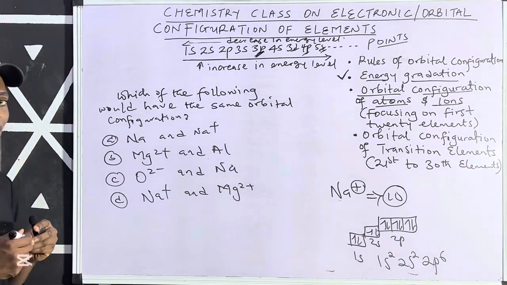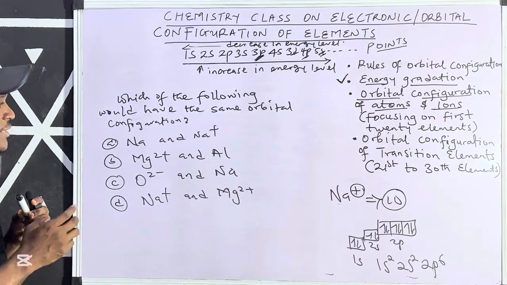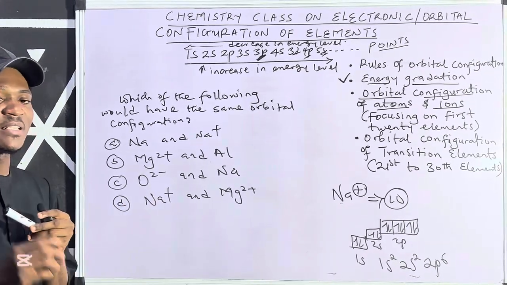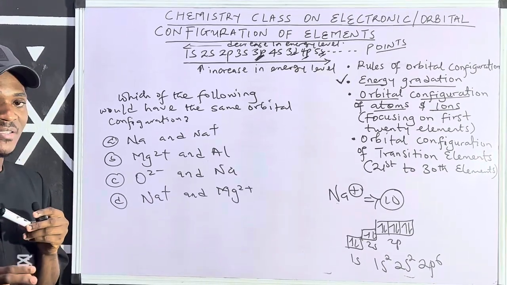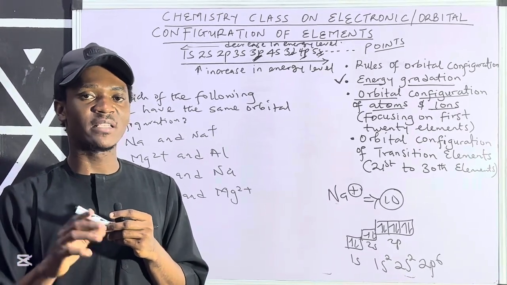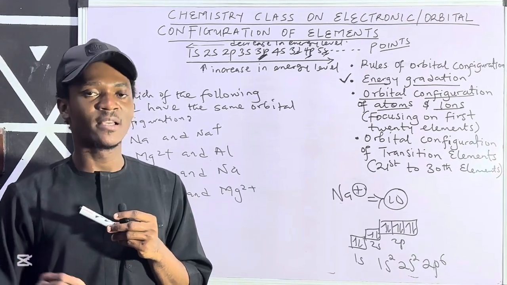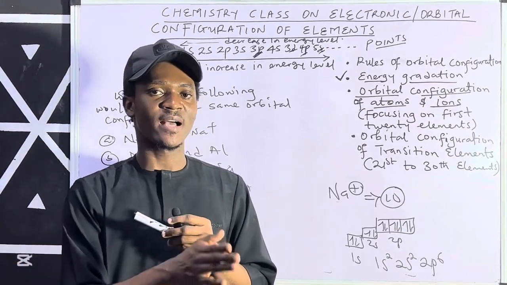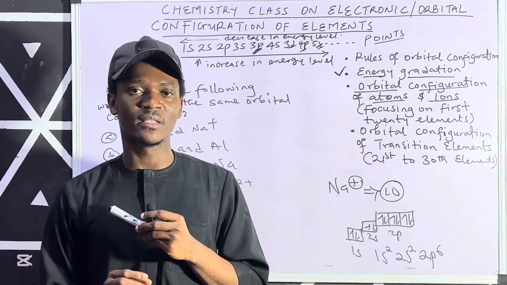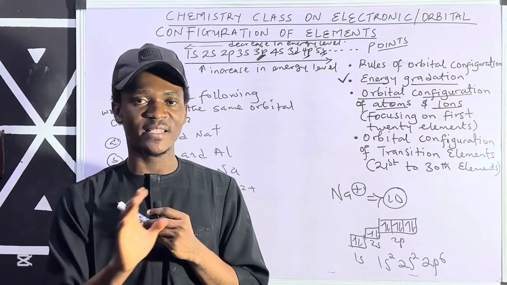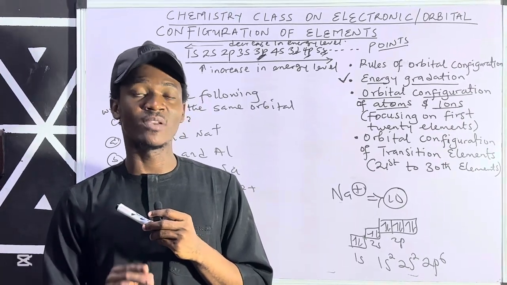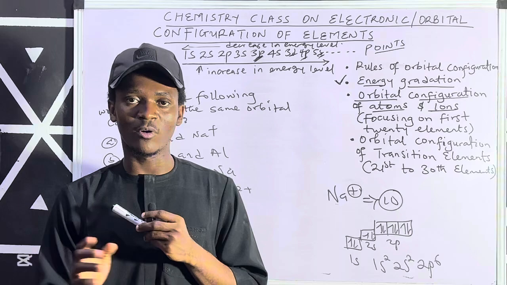Now you are being asked which of the following would have the same orbital configuration. How can you tell the pairs that will have the same orbital configuration? It will be very easy. Any pair that would have the same orbital configuration certainly would have the same number of electrons. So it's just like you having A and B. A has a total of 10 electrons, B has a total of 13. They can never have the same orbital configuration, because 10 and 13 would not give the same orbital configuration. Remember that what do you fill in orbitals? You fill electrons. So if the electrons are the same, of course they will have the same orbital configuration.